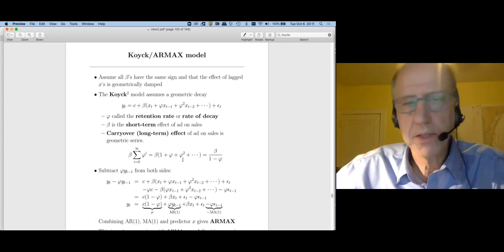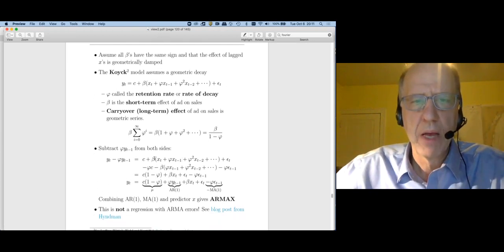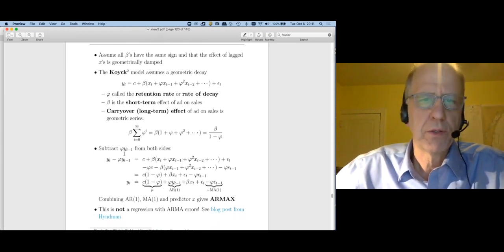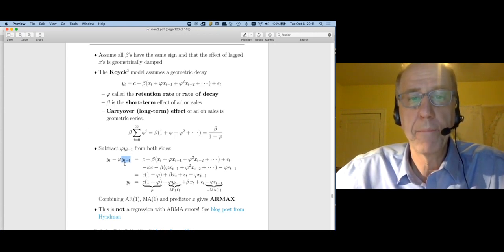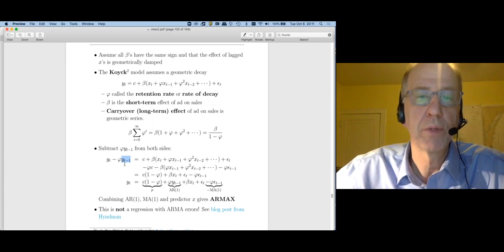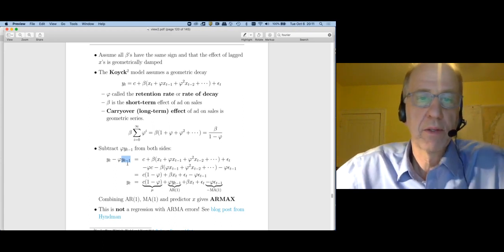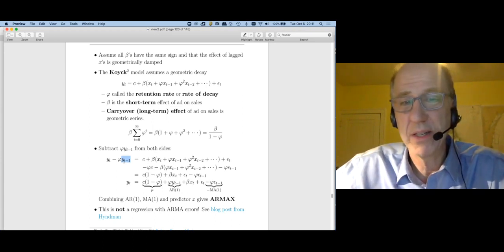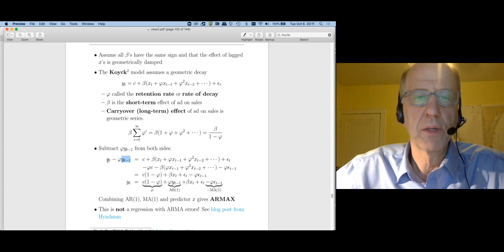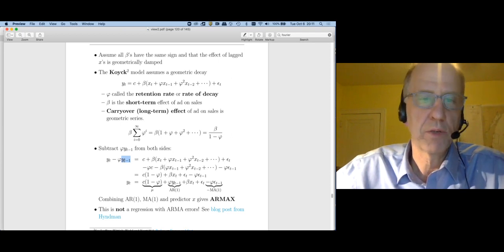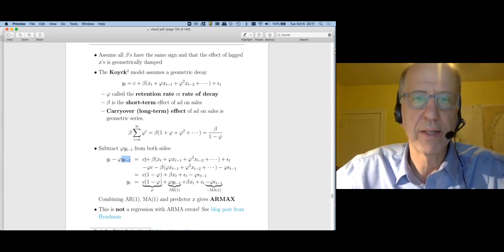Well, I'd now like to do some algebra on this. So my algebra is going to be as follows. Let's subtract the quantity phi times y sub t minus 1. So you can think about this almost like an autoregressive process. I'm going to take phi times what my y was last period. So let's do that to the left-hand side, and what I do to the left-hand side, I have to do to the right-hand side.